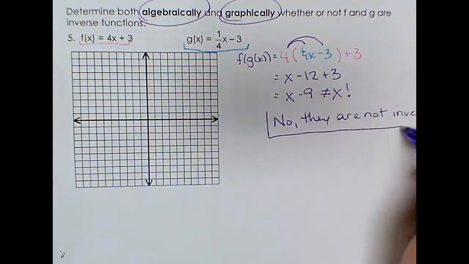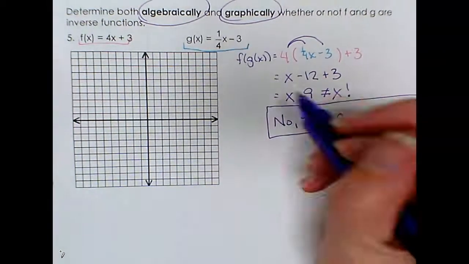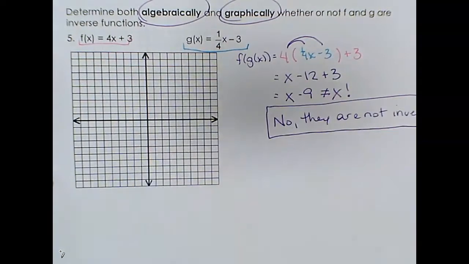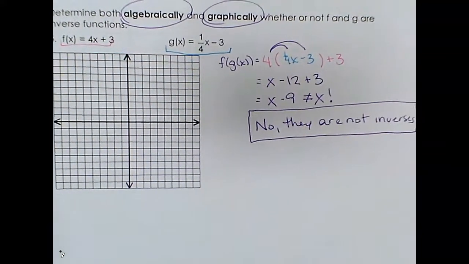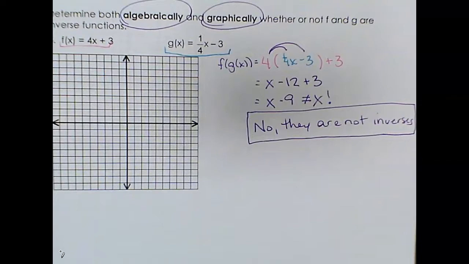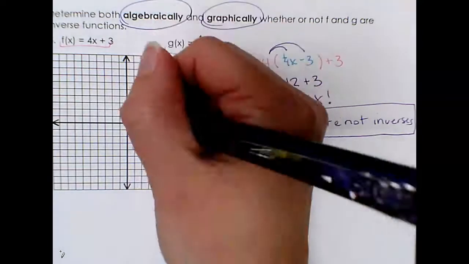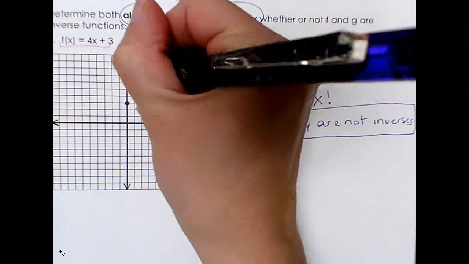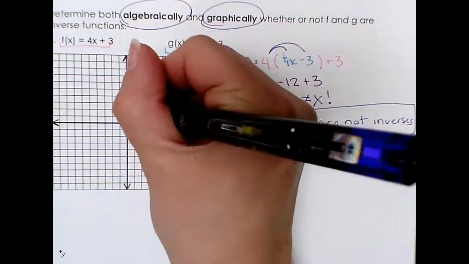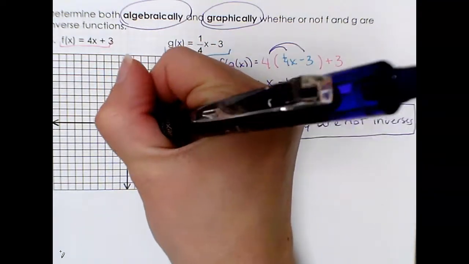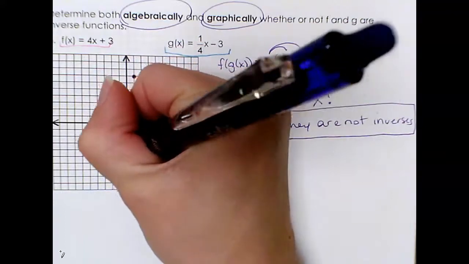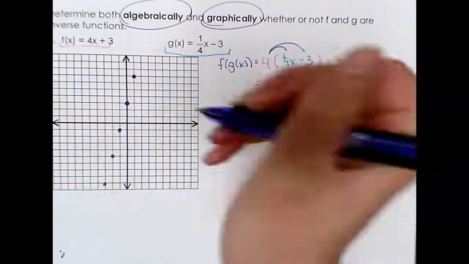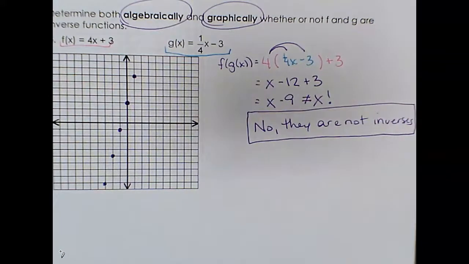Now I was asked to do this algebraically and graphically, so I do have to do it graphically as well. So I'm going to go ahead and graph my functions. My f of x function is 4x plus 3, so I'm going to start at a y-intercept of 3. I'm going to rise 4 over 1, down 4, back 1, and so on, then use a straight edge.